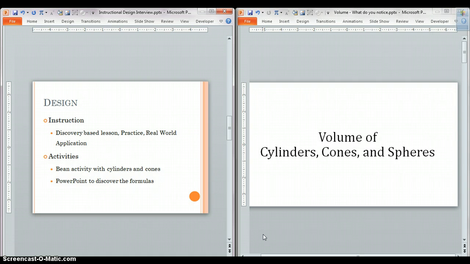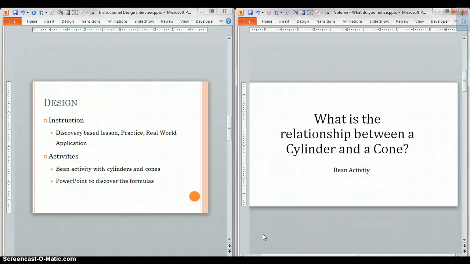This is a discovery-based lesson that will also include practice and real-world application once the lesson is done. The first activity is having the students discover the relationship between a cylinder and cone. The students in partners will each be given a cone and a cylinder of similar sizes that are proportional. They are trying to see that the cone is 1/3 the size of the cylinder.